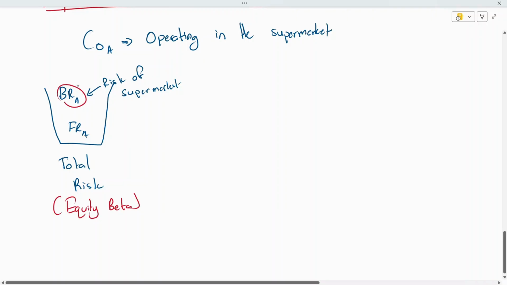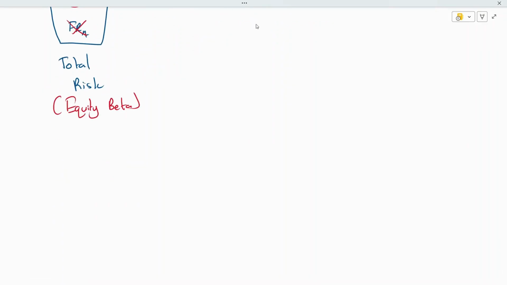So what do we do? In this cup, we have two things, but one is not needed. What is the thing which we don't need? We don't need the financial risk of company A. That is not relevant for us. We don't want that, so we have to remove it. We are going to take it out. So step two in regearing and ungearing is to ungear the proxy's equity beta.